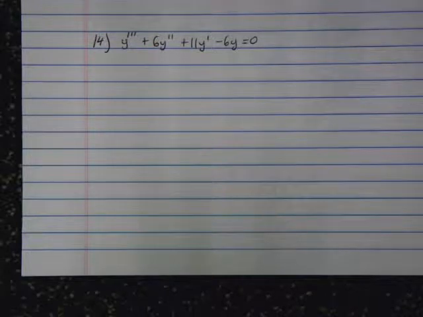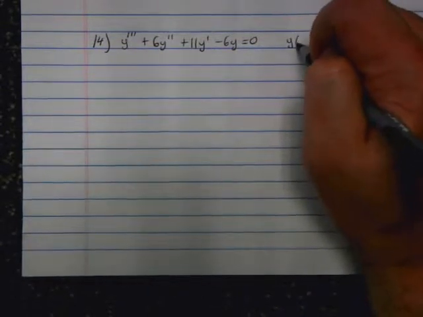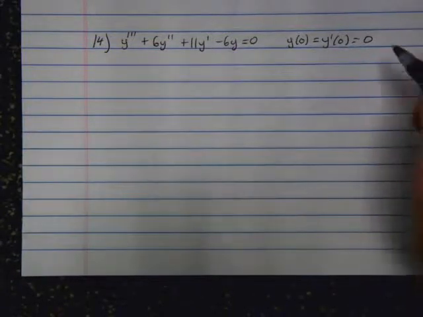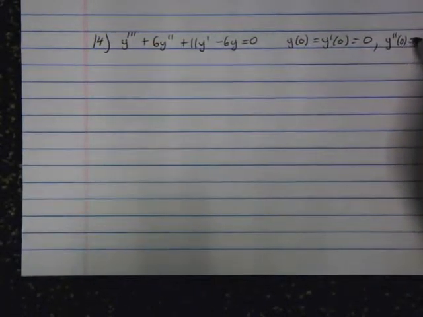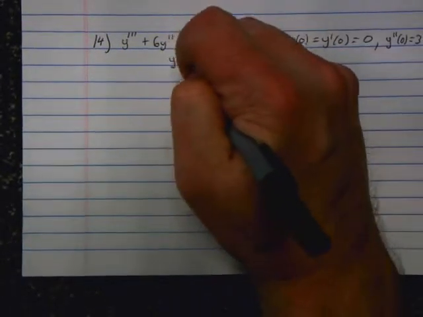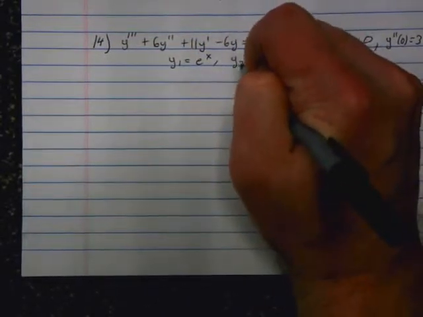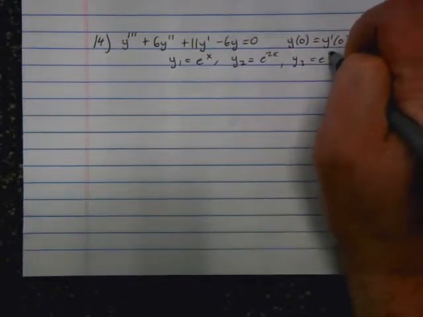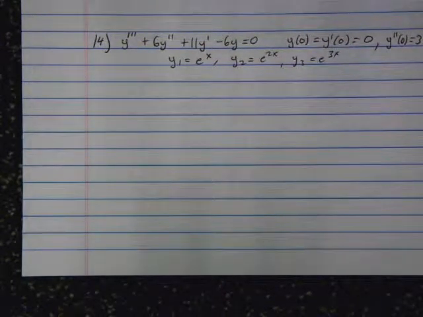3. And how many linearly independent solutions do you need? 3. So here are your 3 initial conditions. y at 0 equals y prime at 0, which is 0. And y double prime at 0 is the number 3. And then here are your 3 linearly independent solutions. y1 equals e to the x. y2 equals e to the 2x. And y3 equals e to the 3x. The directions are: find a solution that satisfies those initial conditions.